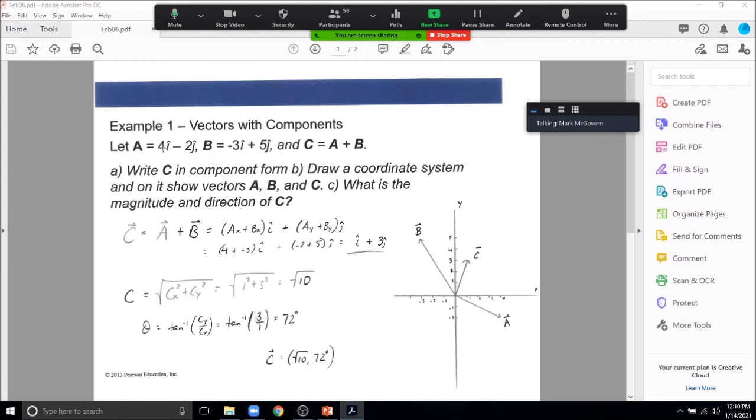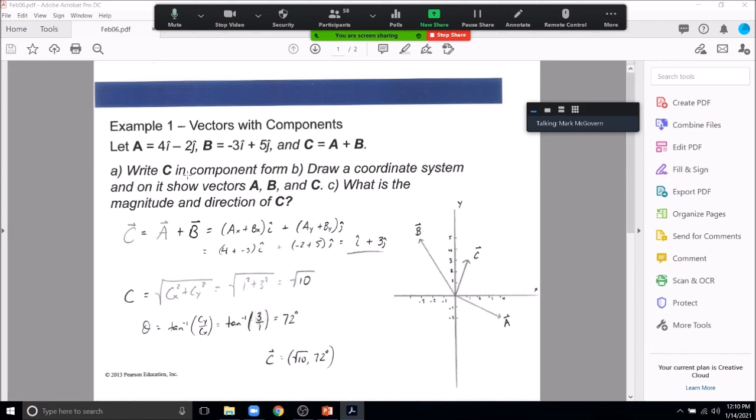Vector A is 4i hat minus 2j hat. Let's draw that. A goes over 4, down 2. That's the vector. Vector B is negative 3i hat plus 5j hat. So going 3 to the left and 5 up. There we go. That's my vector. And I want to know what vector C is, which is the sum of vector A and vector B.